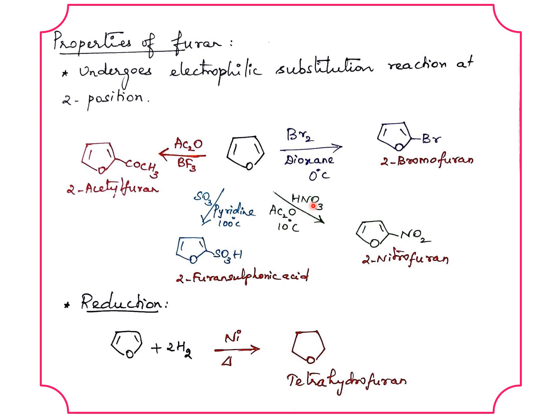Similarly, on nitration using nitric acid and acetic anhydride at low temperature, 10 degrees Celsius, it provides 2-nitrofuran. On sulfonation using sulfur trioxide as an electrophile in presence of pyridine as a solvent at high temperature, it provides 2-furan sulfonic acid. And on acetylation using acetic anhydride in presence of the Lewis acid BF3, it provides 2-acetylfuran. And the reduction of furan with Raney nickel provides tetrahydrofuran. This tetrahydrofuran can be used as a solvent for various organic conversions.